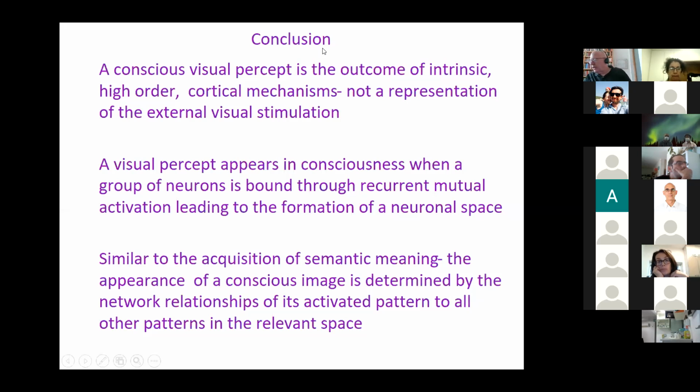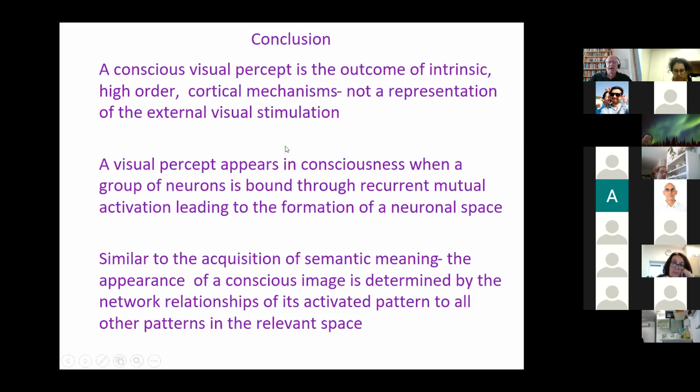So to conclude my entire talk, I would like to propose that the conscious visual percept is the outcome of intrinsic high order cortical mechanism, not a presentation of the external visual stimulation. The early visual cortex is very, very important, of course, during regular vision to help us select the proper intrinsic activation, but it is not necessary. The information is already located in full in high order visual areas. As of course we experience also during vivid dreaming, when we have vivid visual images when our eyes are completely closed.